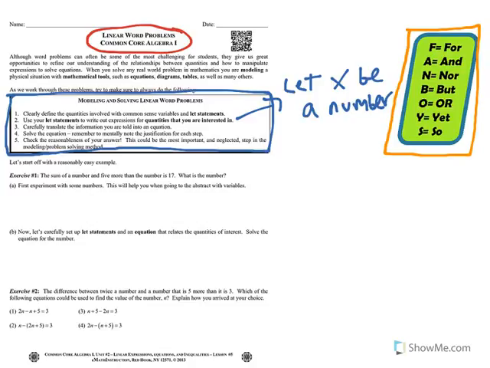Next, we're going to solve the equation. Remember to mentally note the justification for each step. And number 5, we're going to check the reasonableness of your answer. So let's take a look at our first exercise. Exercise number 1: the sum of a number and 5 more than the number.